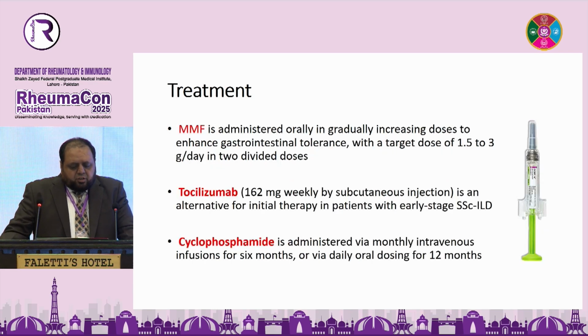Mycophenolate is administered orally, gradually in increasing doses to enhance gastrointestinal tolerance, with a target dose of 1.5 to 3 grams daily in 2 divided doses, while tocilizumab is 162 milligrams weekly by subcutaneous injection. If we administer cyclophosphamide, it is administered via monthly intravenous injection for 6 months or via daily oral dosing for 12 months.